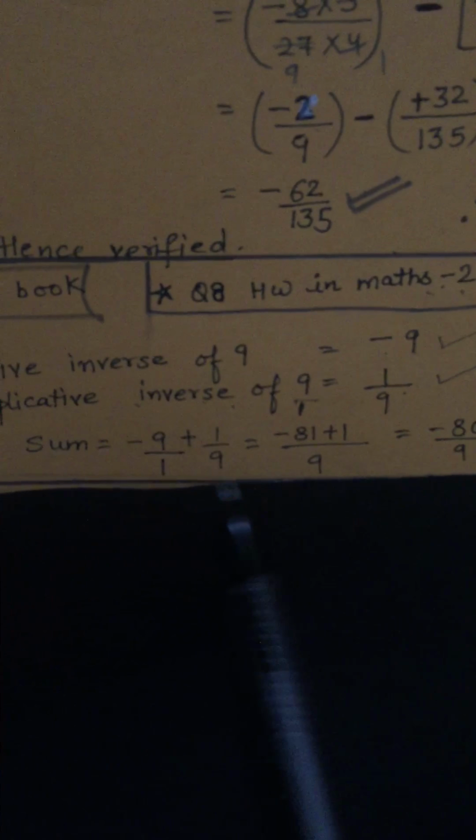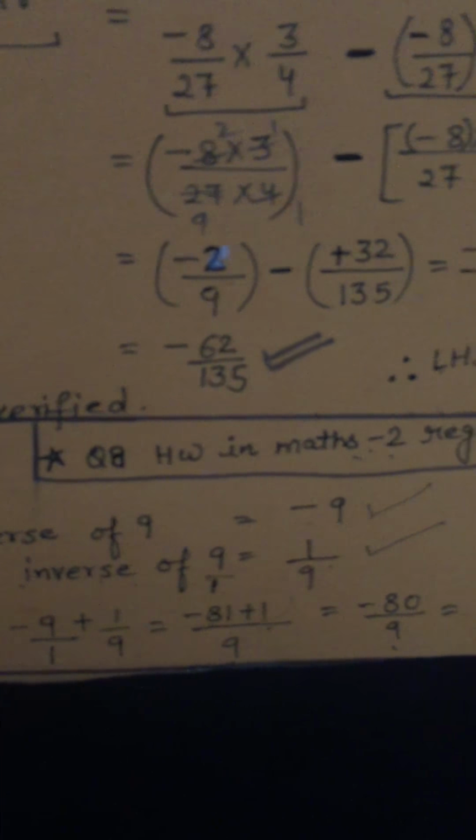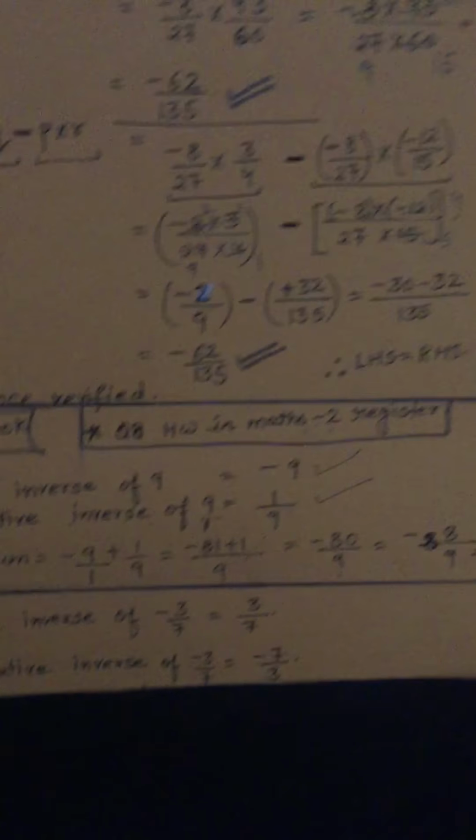The sum of the two means I'll add the two. So plus, what do I get as LCM? 9. Minus 81 plus 1 upon 9. That is minus 80 upon 9. Mixed fraction also I can write it, and this is the answer. Let's move to the next question, class.